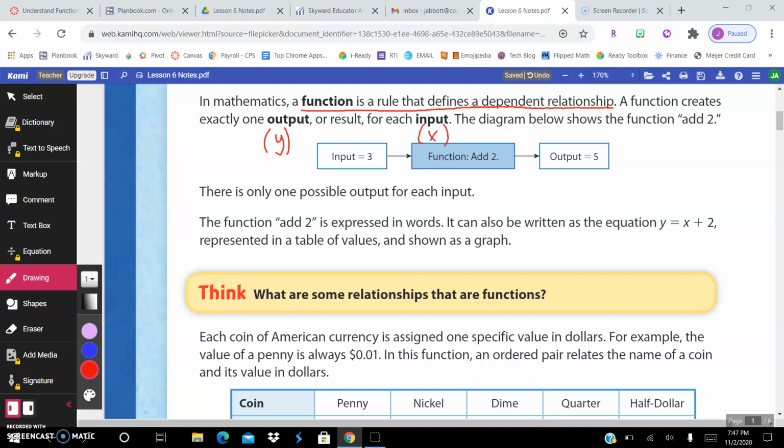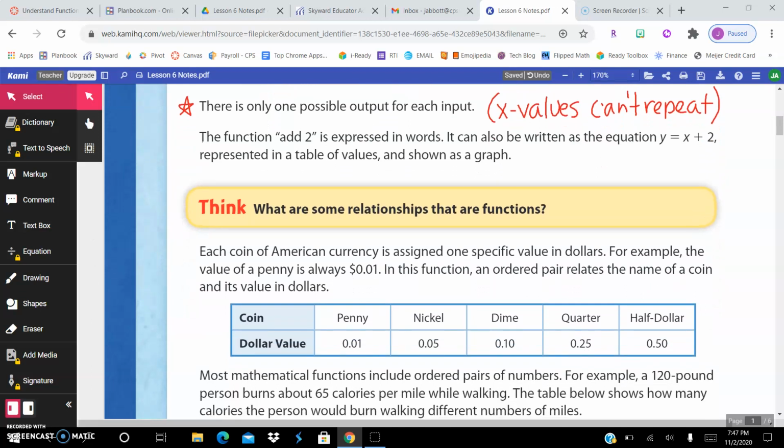There is only one possible output for each input. So this right here is important. Basically, in other words, what that means is our x values cannot repeat. So that is important today. That is one of the things you're going to look for. X values can't repeat. The y values can repeat all they want. It's still a function, but if you have two of the same or multiple x values, then it is not a function.